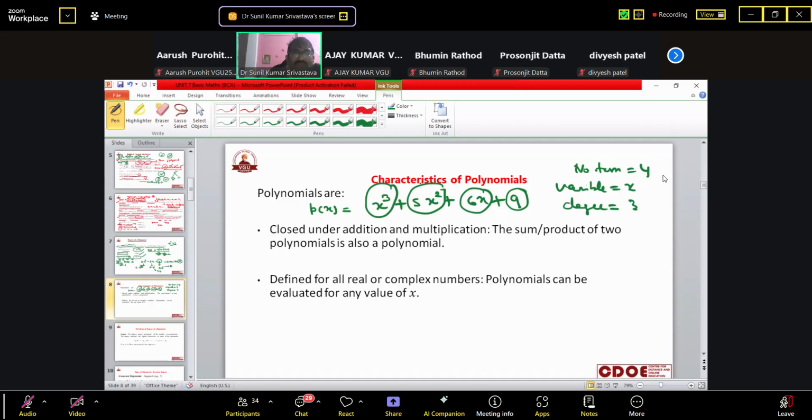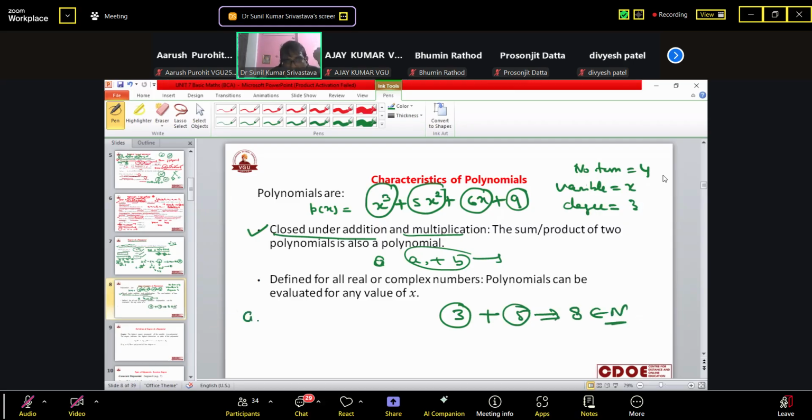So the characteristics: first, a polynomial is closed under addition and multiplication. Closed means if we have a polynomial a and another polynomial expression b, and we add them, the result is also a polynomial expression. That process is known as closure. Suppose we have the number 3 and another number 5, both natural numbers. If we add them, the result is 8, and it is also a natural number.